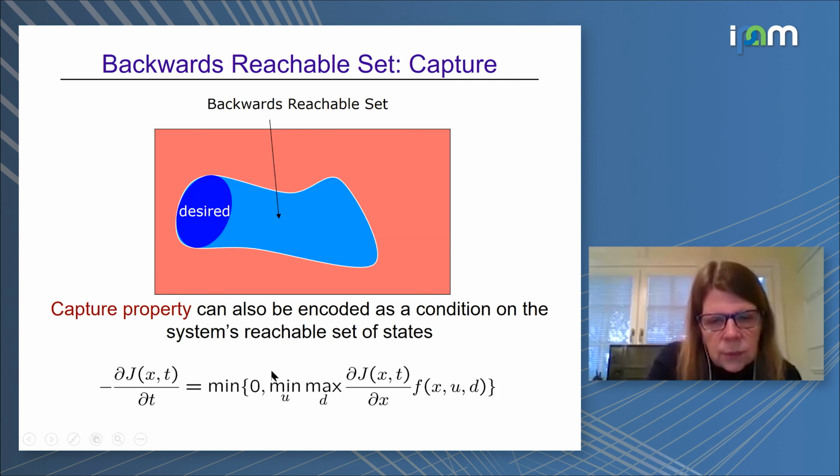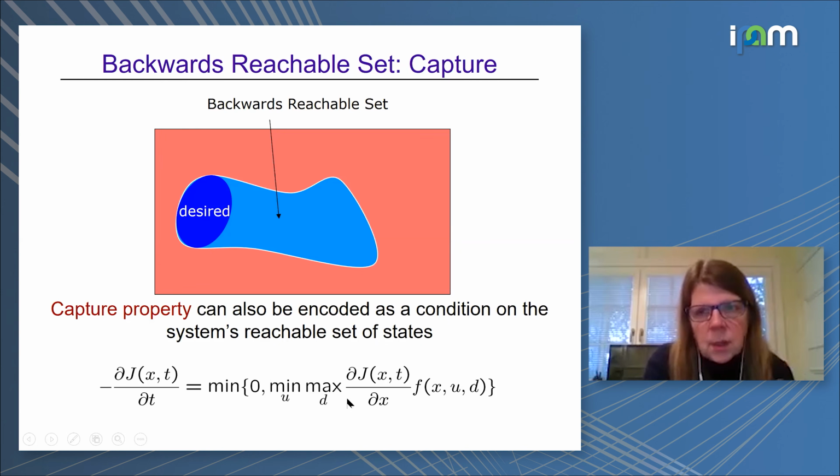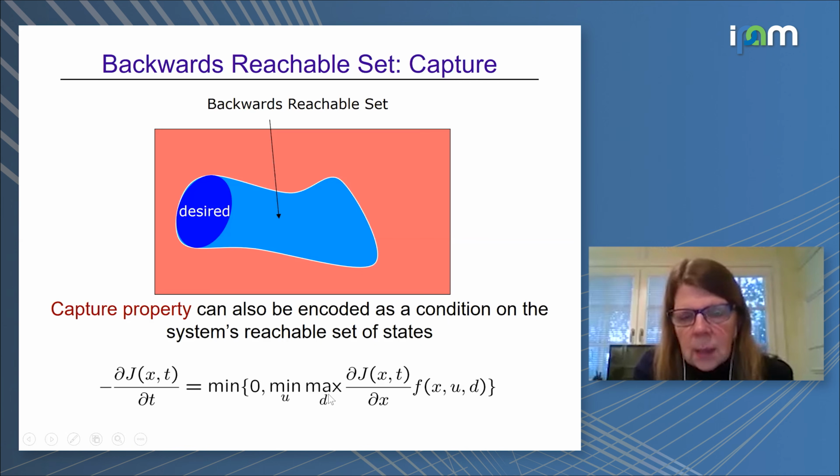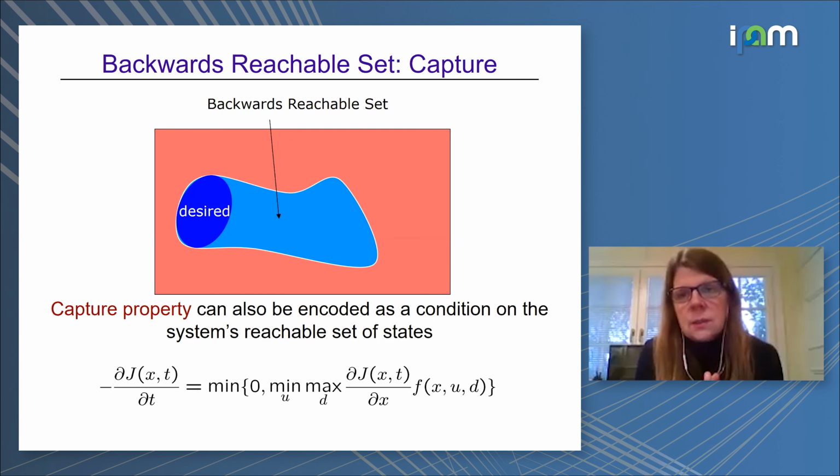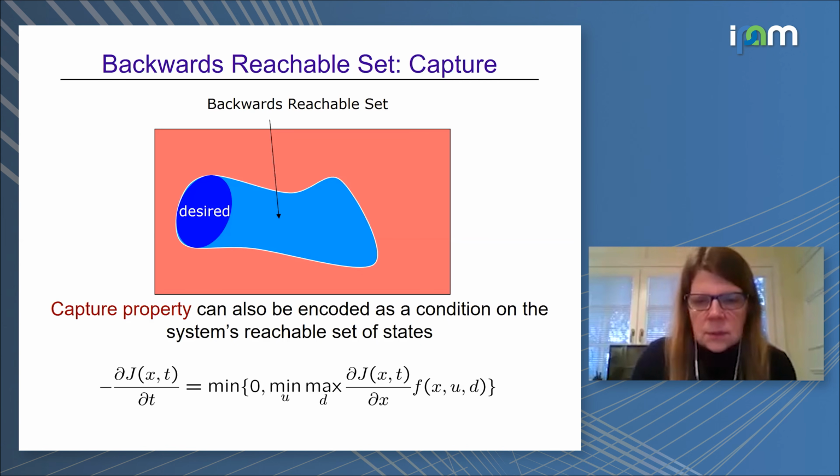And the one important difference, as you might have guessed from the terminology, is that what was a max over U min over D problem in an avoid becomes a min over U max over D problem in a capture. Otherwise, the computations are the same. So one can use this framework to avoid unsafe regions, as long as those unsafe regions can be represented as a subset of the state space of the system. They can be used to achieve desired configurations, again, as long as those desired configurations can be represented as a subset of the system state space.